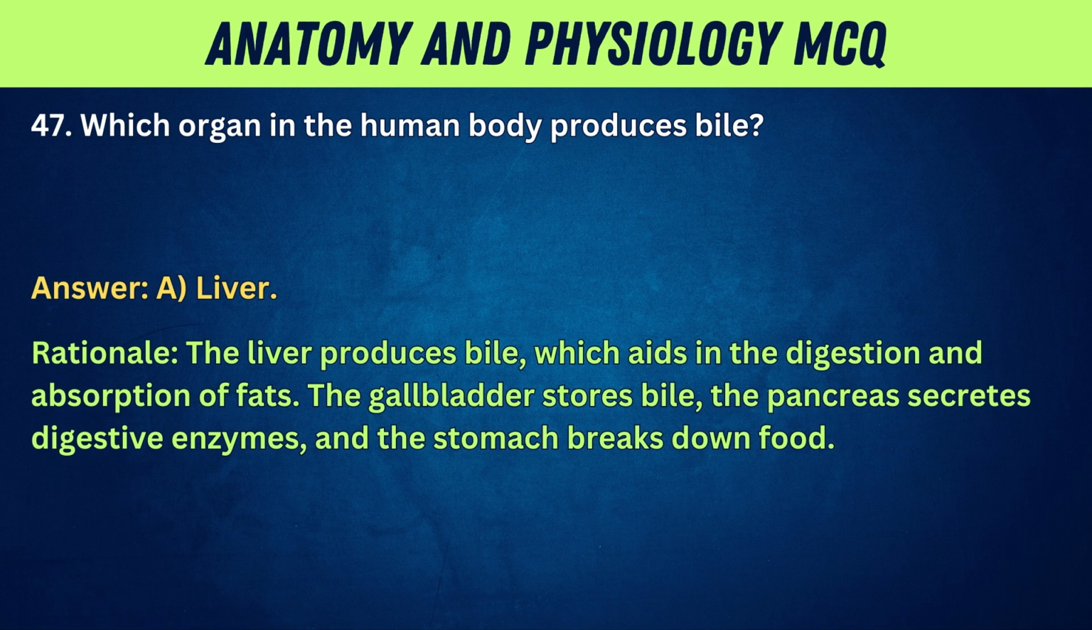Rationale: the liver produces bile, which aids in the digestion and absorption of fats. The gallbladder stores bile, the pancreas secretes digestive enzymes, and the stomach breaks down food.